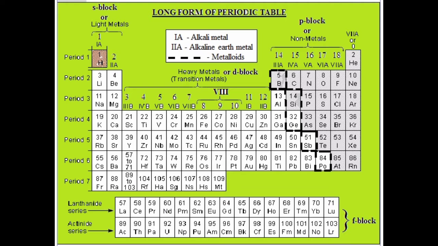Now what do groups mean and what do periods mean? Is the thing clear to you? Vertical columns are called groups and horizontal rows are called periods. So how many total groups are there? Yes, correct, 18 groups and 7 periods are there in the modern periodic table. So S block contains the first and second group.